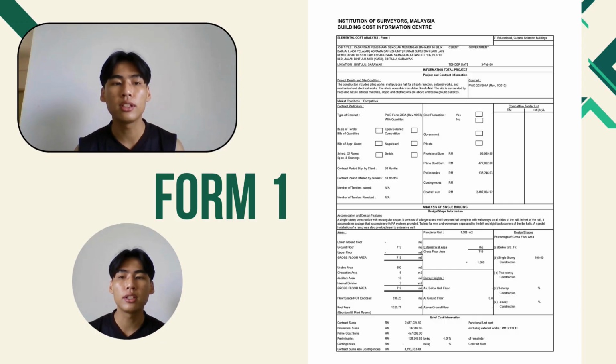The contract sum total is 2,487,024 ringgit and 92 cents. The cost of the external work element is 3 million.